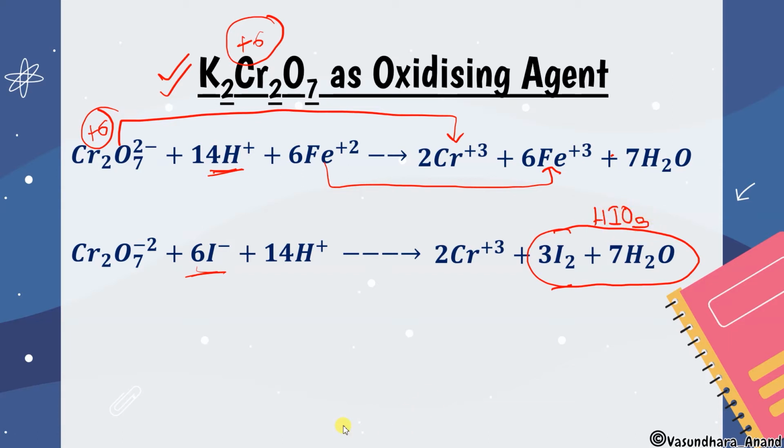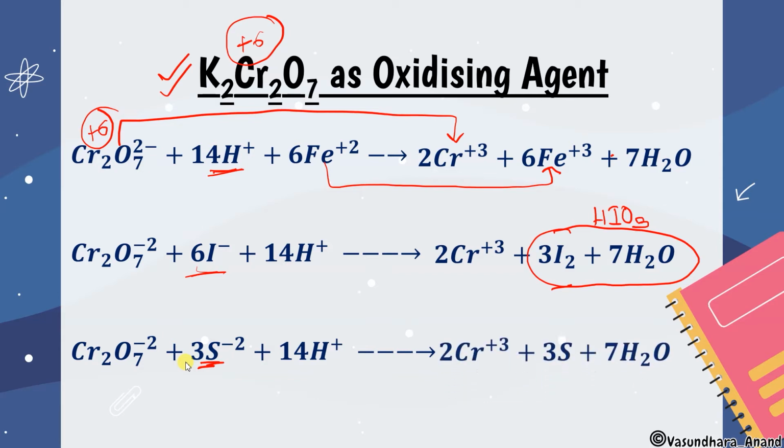Got it? Now next is the case Cr2O7 with 3S. Again, the two products are going to be the same. That's chromium +3 and water. Only this S minus 2 will be oxidized to give S, sulfur. Yes. You could have written H2SO4 instead of 3S plus 7H2O, but 3S is the major product in this case. So it's better to write 3S and 7H2O instead of writing H2SO4.